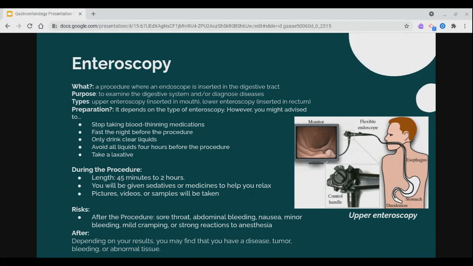Lastly comes the results. Depending on what the doctor found, you may find that you have a disease, tumor, internal bleeding, or abnormal tissue. If so, your doctor will definitely look after your symptoms and plan a treatment that helps you. Now let's move on to a colonoscopy.